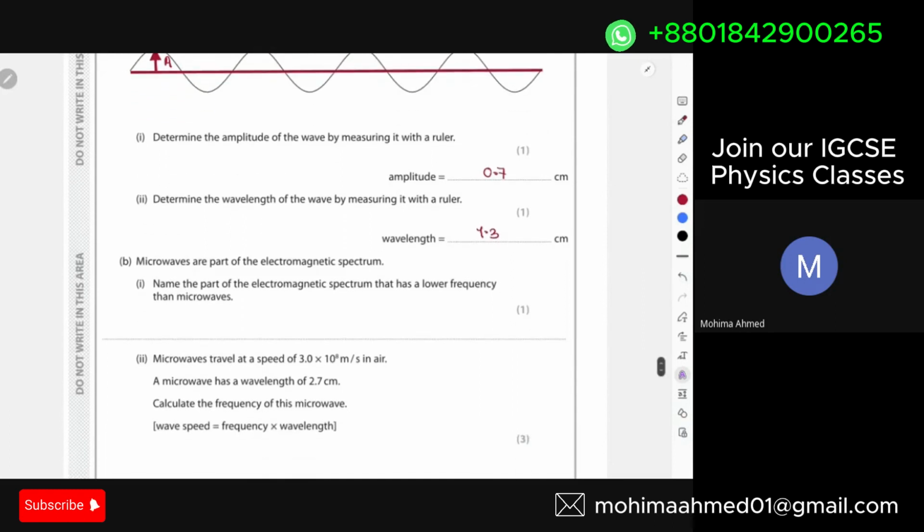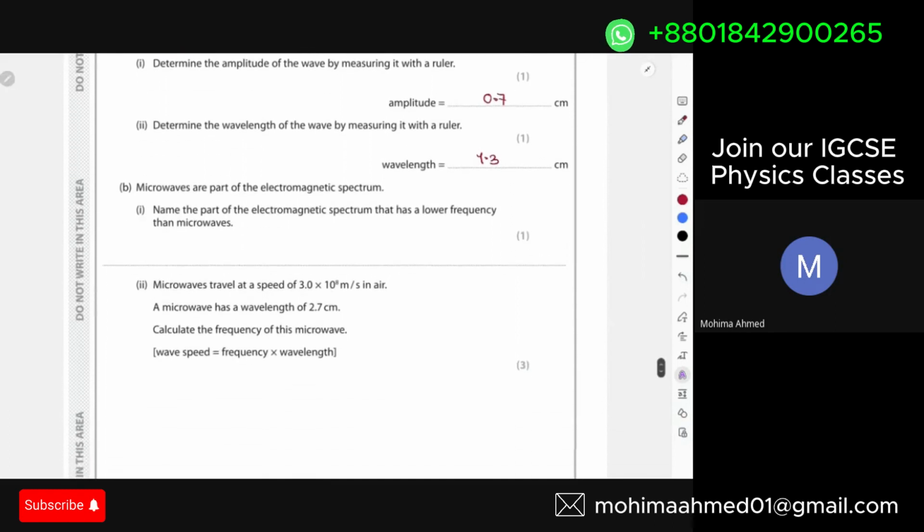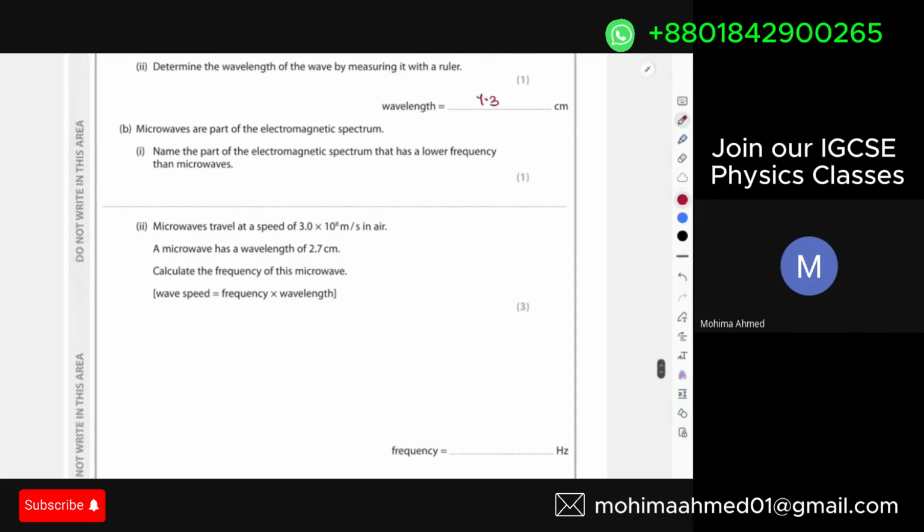Name the part of the electromagnetic spectrum which has a lower frequency than microwave. Lower frequency than microwave means what? Radio wave, right? Because after microwave, if you go down that chart, obviously your frequencies increase. That means after microwave, you have infrared wave that will have a higher frequency but lower wavelength. So the only one with lower frequency is your radio wave.